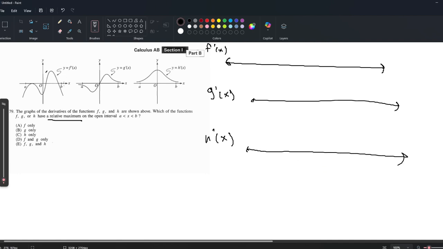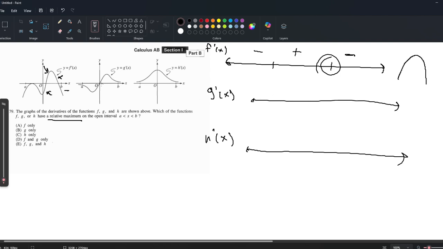For the graph of y equals f prime of x, we can see that our derivative goes from negative to positive. This creates a relative minimum, but we can also see right here it goes from positive to negative. At this point we're going to have a relative maximum, because it goes from increasing to decreasing. So our function would go up and then it will go down.